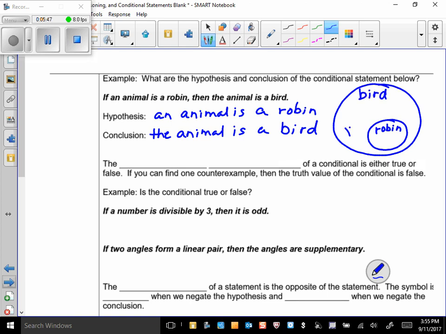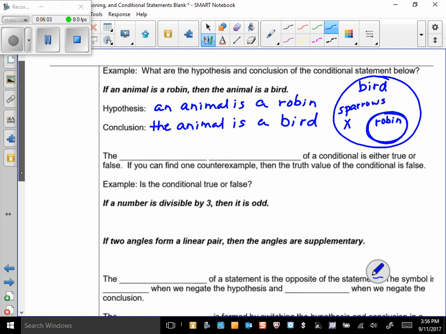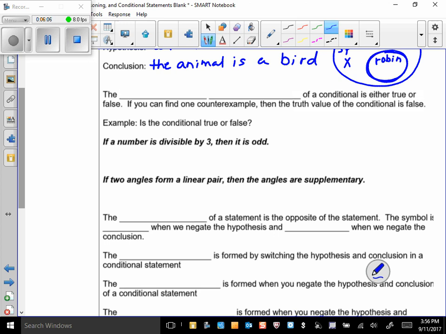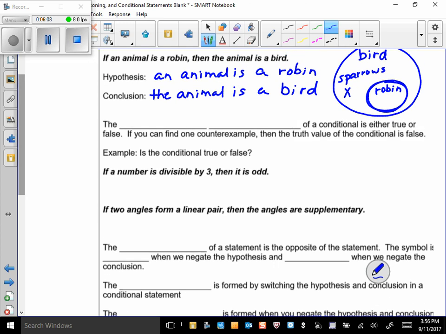So you see, I got birds that are not robins, but I don't have any robins that are not birds. So all the robins are contained in the birds, but of course you got sparrows, blue jays, all kinds of other birds that are not inside of our robin circle. All right, now we're going to talk about another new term, and it's called the truth value.